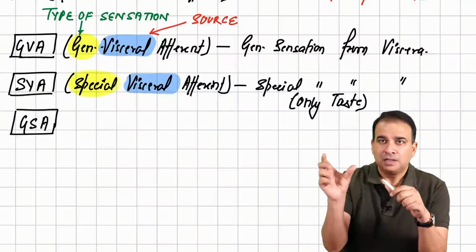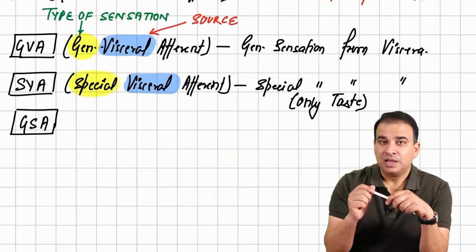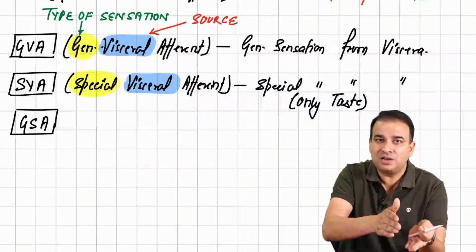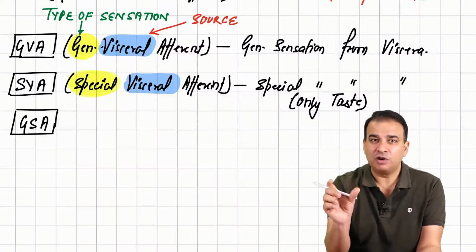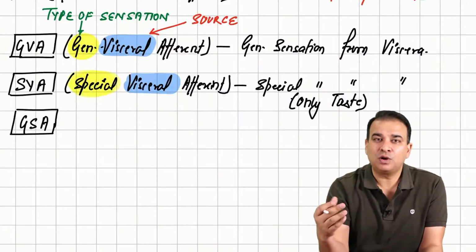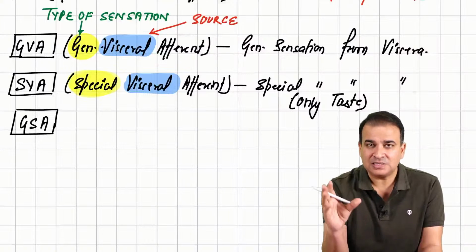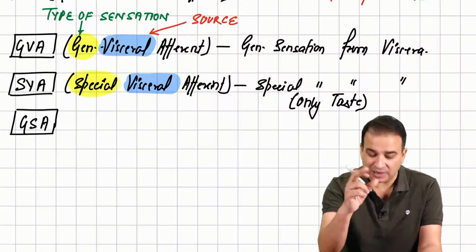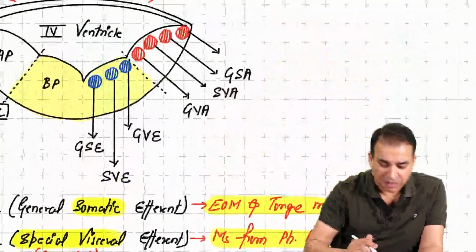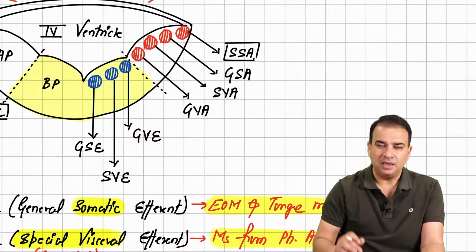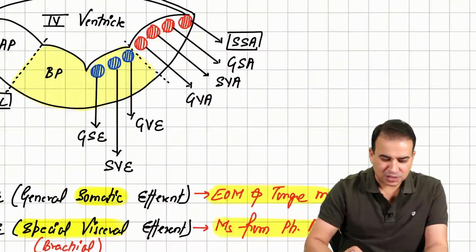Second word, source, where it is coming from. Now these sensations are not coming from viscera, they are coming from somatic structures. I told you the second word is either visceral or somatic. So the second word will be somatic. And obviously we are discussing the afferent column. So the name of the column will be special somatic afferent. Special sensation coming from somatic structure. And that is the only column left to be marked here. That's why we have an extra column, guys. Look at this special column here. That is called the SSA column. Please mark the SSA column in the diagram.